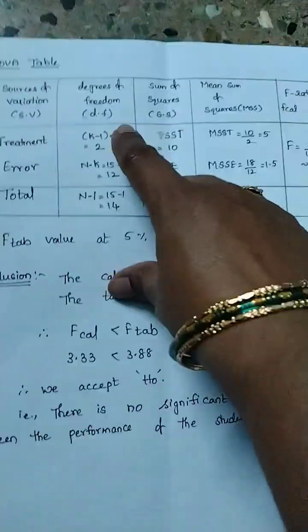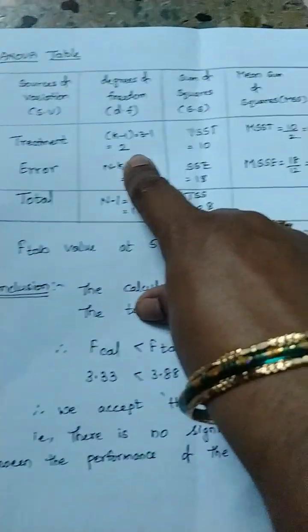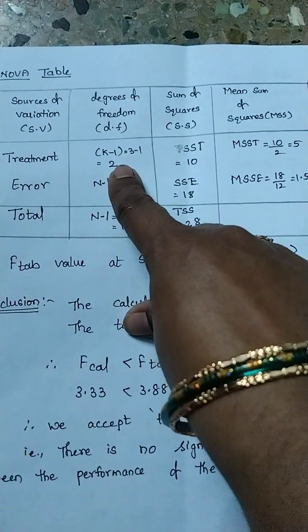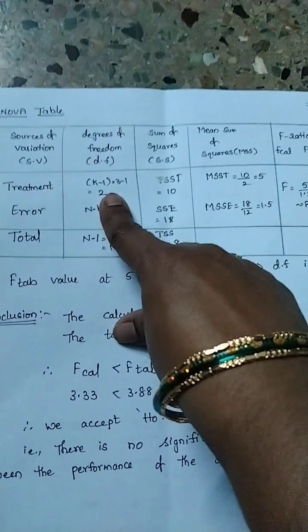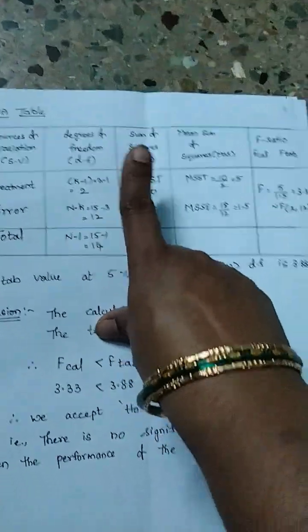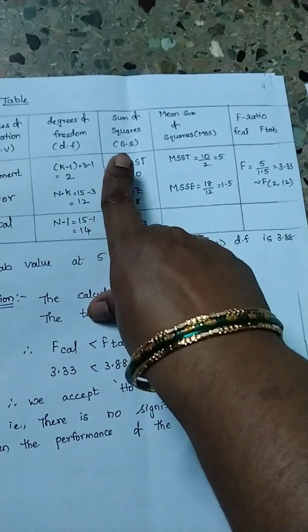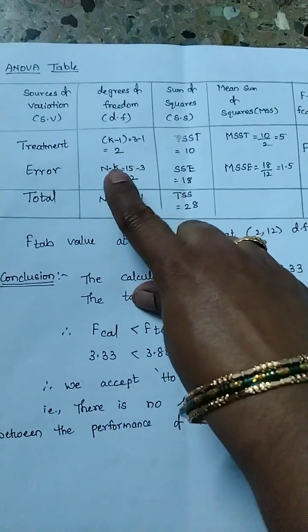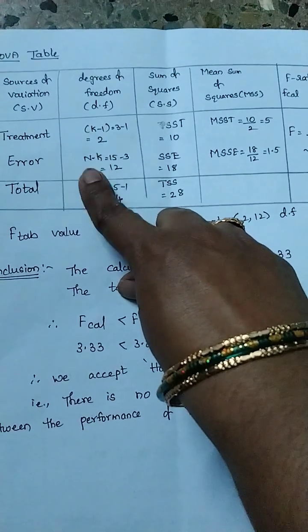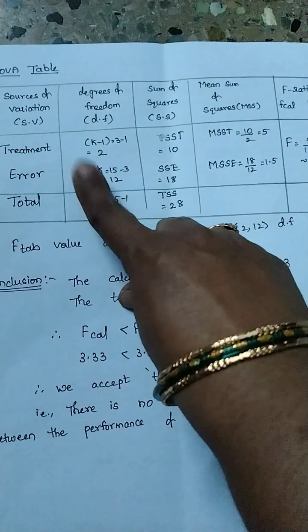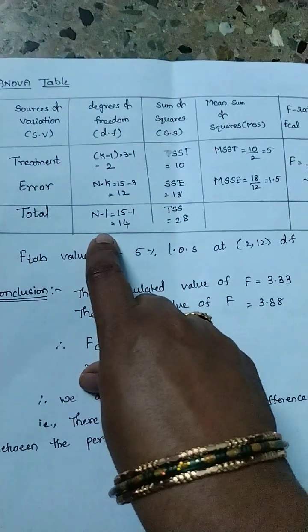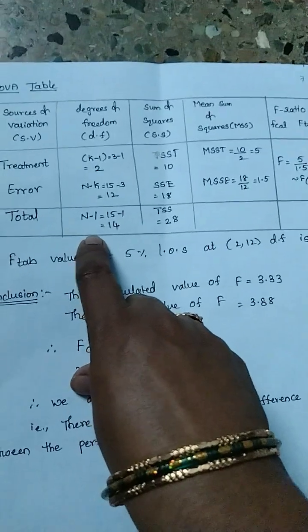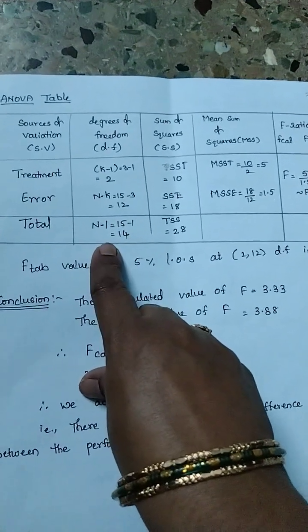And under degrees of freedom, for treatments, how many treatments? 3 treatments are there. That means 3 schools. You reduce one value for every degrees of freedom. So 3 minus 1 is equal to 2. Here the formula for error degrees of freedom is n minus k. N is nothing but 15. 15 minus 3 is 12. And total is n minus 1, that is 15 minus 1, which is 14.